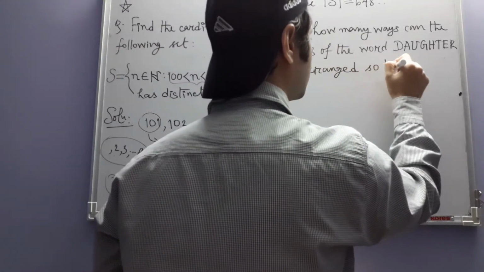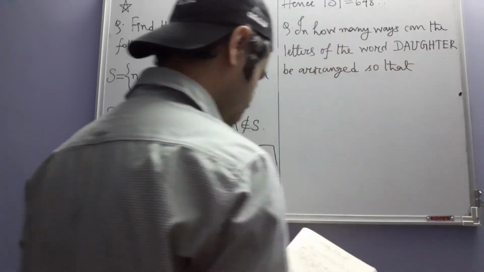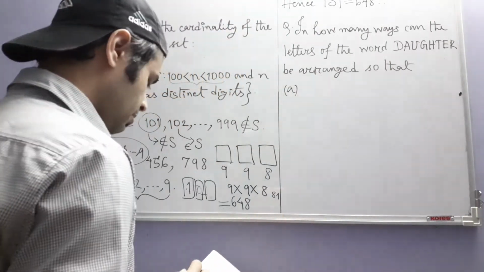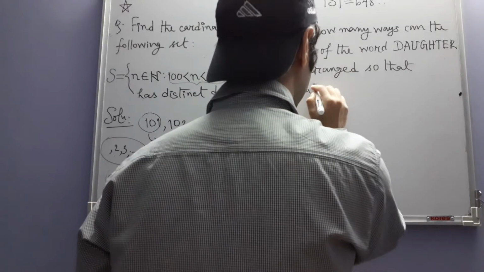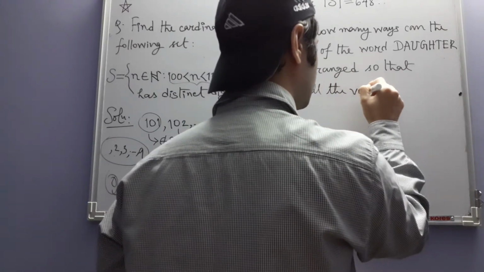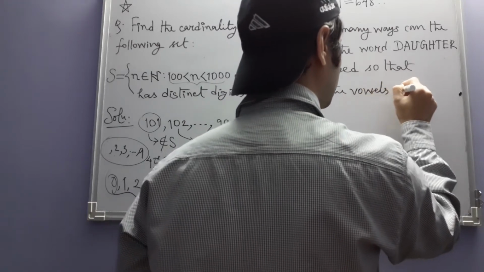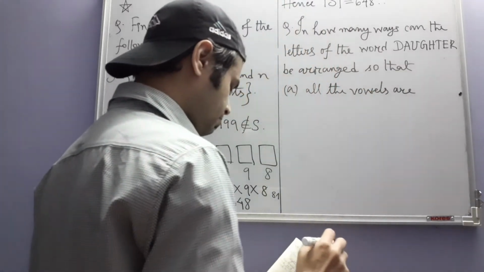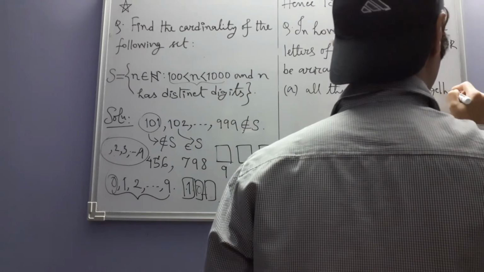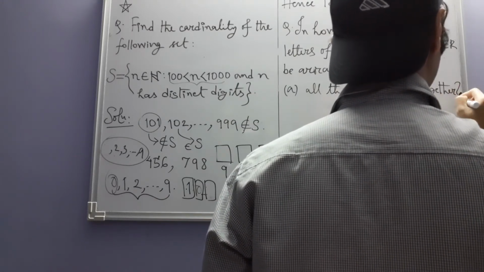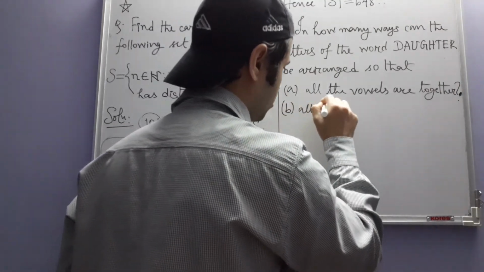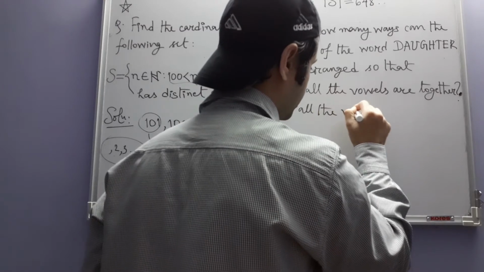so that there are 2 extra conditions given: A, all the vowels are together. And B, all the vowels are not together.